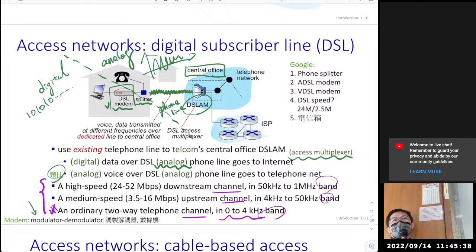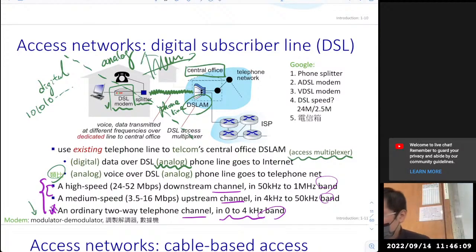So that we need a splitter right here to split the signal, which is lower than 4K, and voice will stay in that frequency band. Okay, but the signal higher than 4K, we split into two different channels. One channel is the high-speed downstream channel. Its frequency is between 50 kHz to 1 MHz. And the other is a medium speed upstream channel between 4 kHz to 50 kHz.